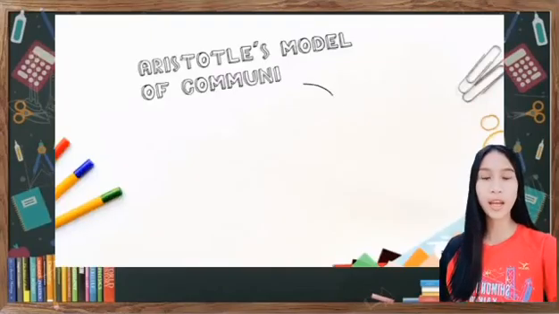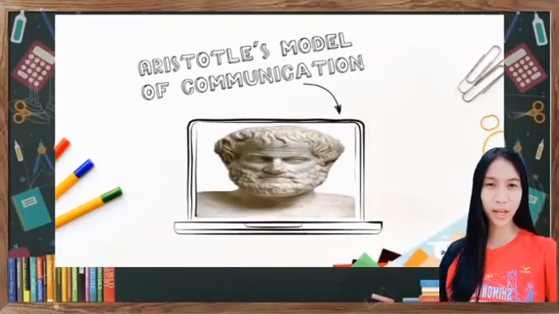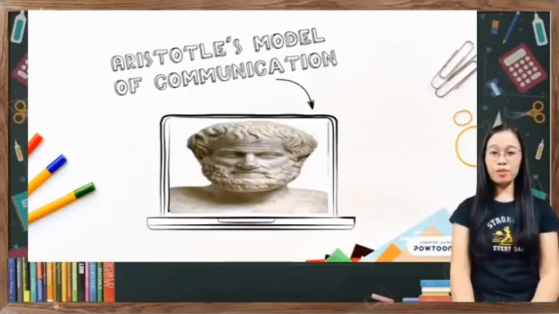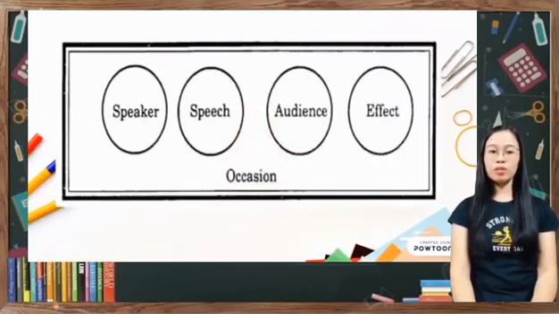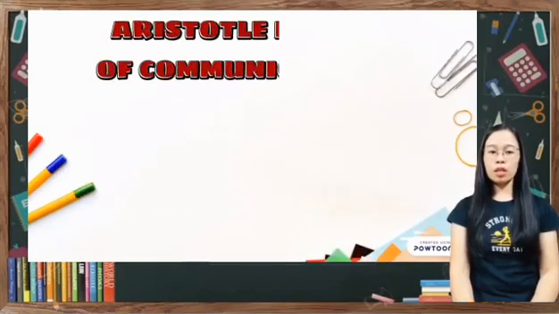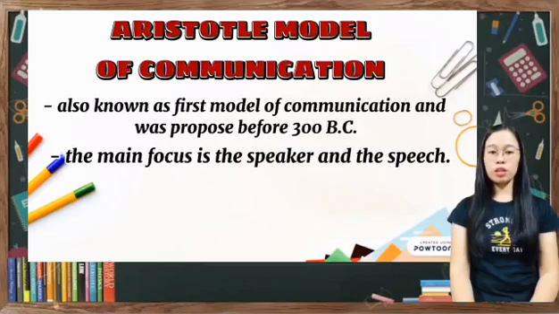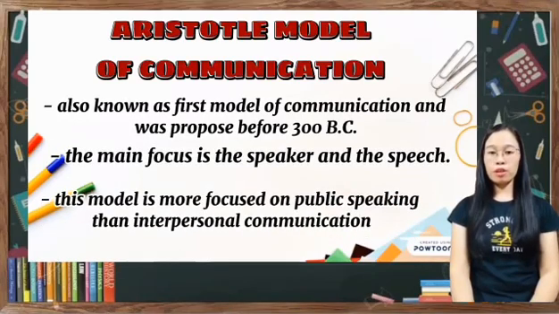Today we will discuss the difference between Aristotle's and Shannon's communication models. To begin, here is Aristotle's model of communication. Aristotle developed a linear model of communication known as Aristotle's model of communication. This is also known as the first model of communication and was proposed before 300 BC. He found the importance of the audience's role in the communication chain.